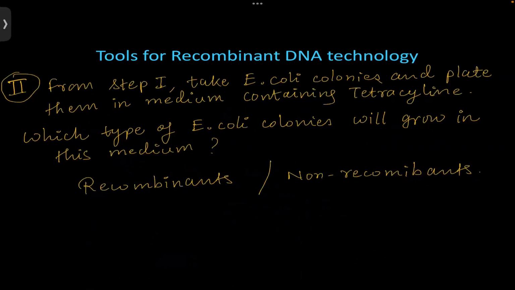Now you take the colonies from step 1 that have grown in your plate, and plate them in another petri dish where you have a media containing the antibiotic tetracycline. So now guess what type of E. coli cells will grow in this particular medium, whether it will be the recombinants or non-recombinants. Again, recall the definition of recombinants. Here, by recombinants, I mean that you have successfully ligated your gene of interest with your plasmid vector.